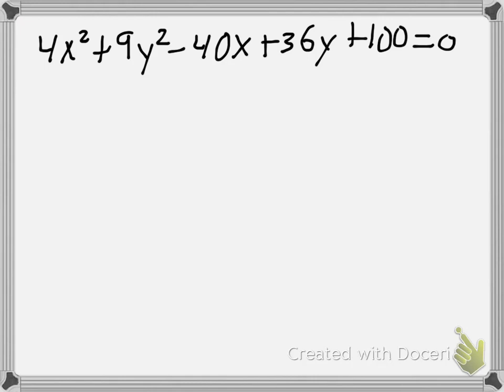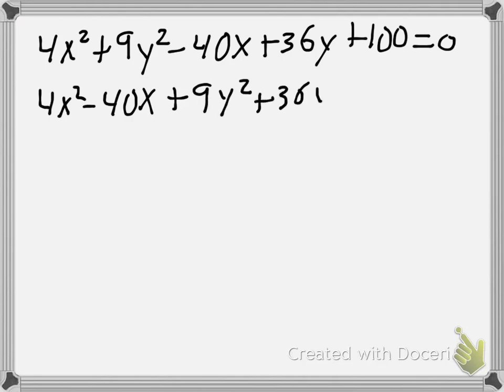Now, if you remember in Math 3, basically completing the square, when you were doing circle equations, that's essentially what you're doing. So you want to put your x's together. So we're going to put 4x squared minus 40x together, and then we're going to put the y's together. So 9y squared plus 36y, and we've got to move the constant to the other side. Okay, so that's step 1. Get the x's together, get the y's together, move the constant over.